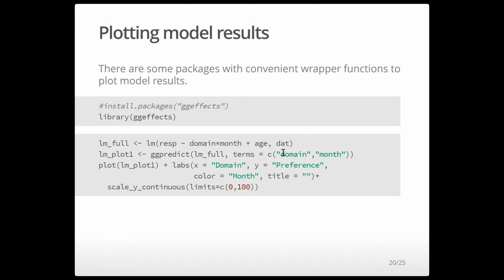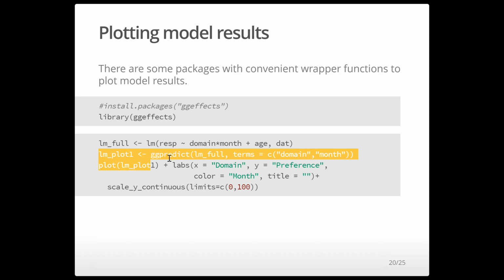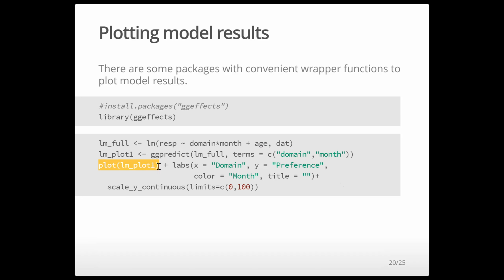So here, the first thing you specify inside of the terms is going to be the x-axis, and then the color, or the legend, is going to be the second factor, which we'll see in a sec. So once we create the ggpredict object, we just put it inside of just regular plot.